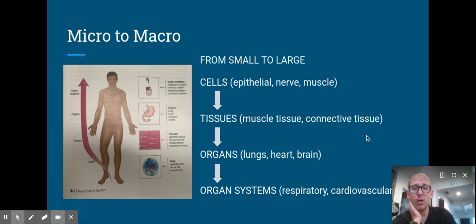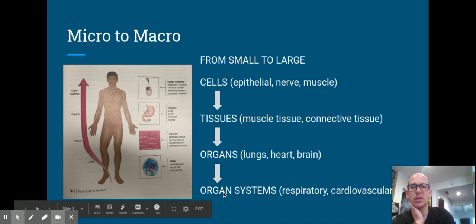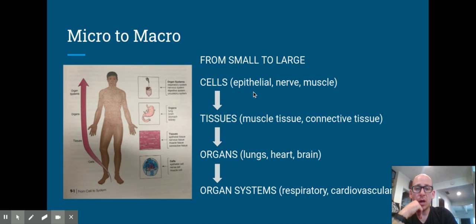Now, we take this from small to large, which is looking at cells at the very smallest level, all the way up to organ systems. So, cells are examples, things like nerve cells, like a neuron, a muscle cell, or epithelial cells. Now, when you get a collection of like minded cells all together, serving a function or a purpose, call that a tissue. So, you have muscle cells making up muscle tissues. Then, when you get enough of a tissue, we start to call it an organ. So that would be, like lungs, heart, or brain.